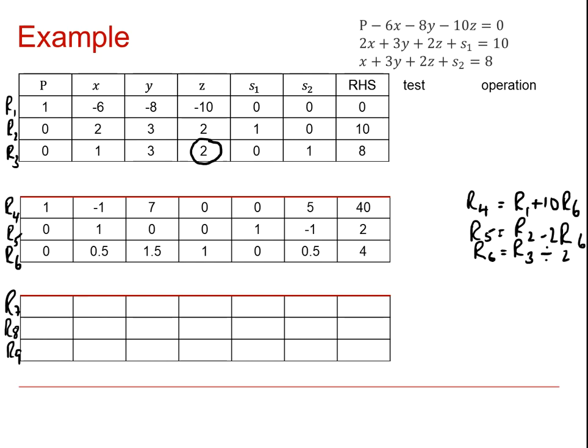So you should have this table with row 4 reading 1, negative 1, 7, 0, 0, 5, 40, and row 5, 0, 1, 0, 0, 1, negative 1, 2. We now look at the objective row again, which is row 4 now, and we can see that once again we have got a negative value so that we can make improvements to the objective function.